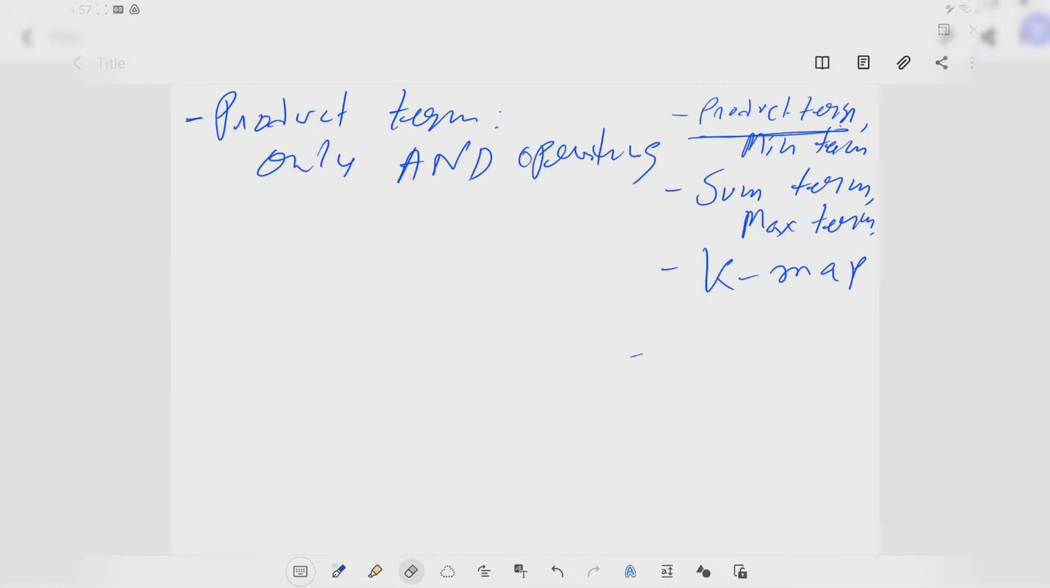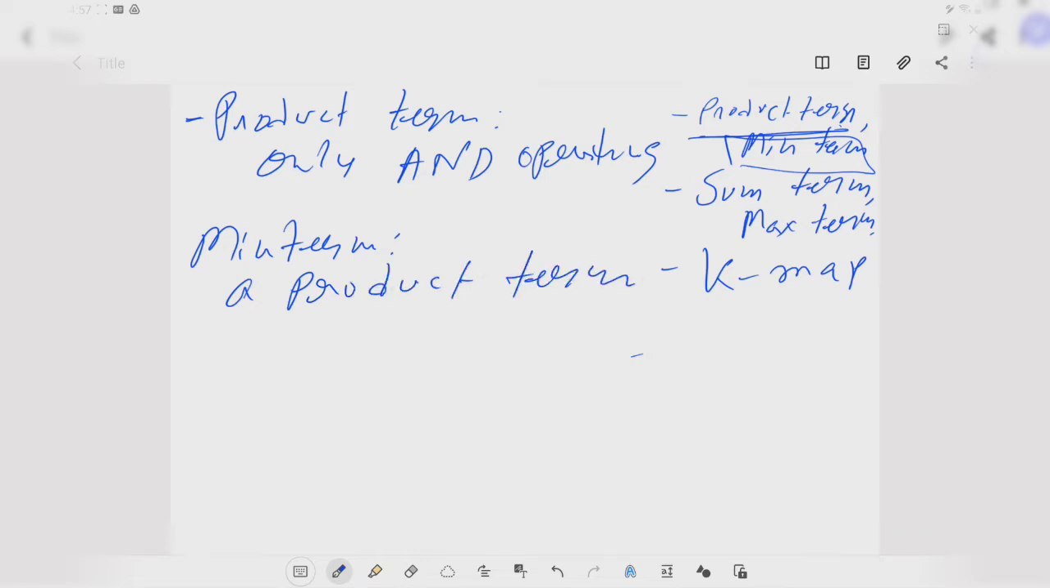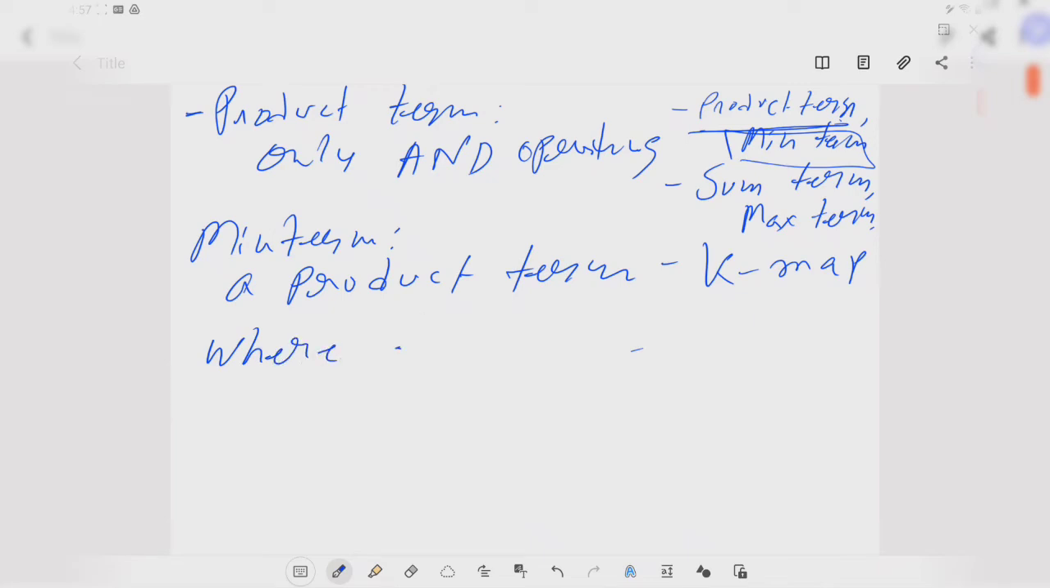So now we want to learn, what is a min term? Min term is a particular form of product term, or a special version of product term. If there is a digital system, then we have a set of variables for the system. In a product term, if all the variables exist, then it is called a min term. So min term is a product term where all variables exist.